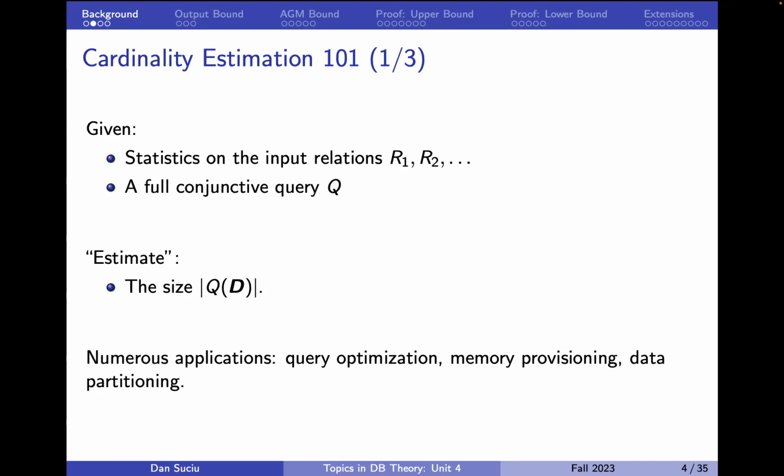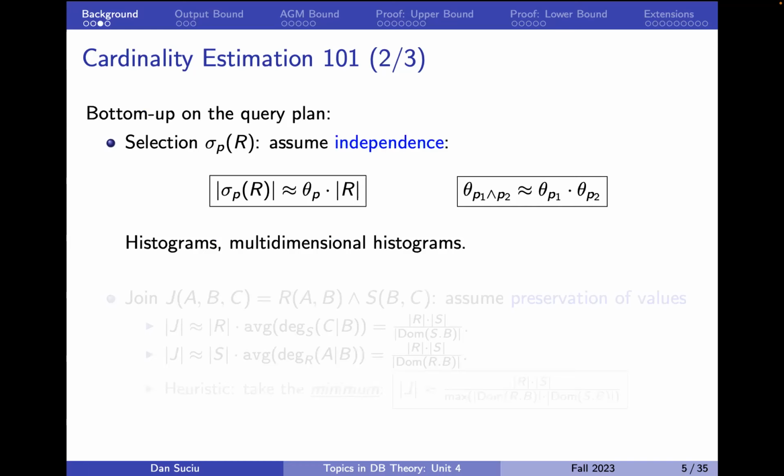Cardinality estimation has a huge number of applications, mostly in query optimization. The query optimizer needs to estimate the cardinalities of various intermediate results to decide if one plan is better than the other, and many other applications. So how do database systems do? Here is one slide. This is all you need to know. These are in standard textbooks from 20 years ago.